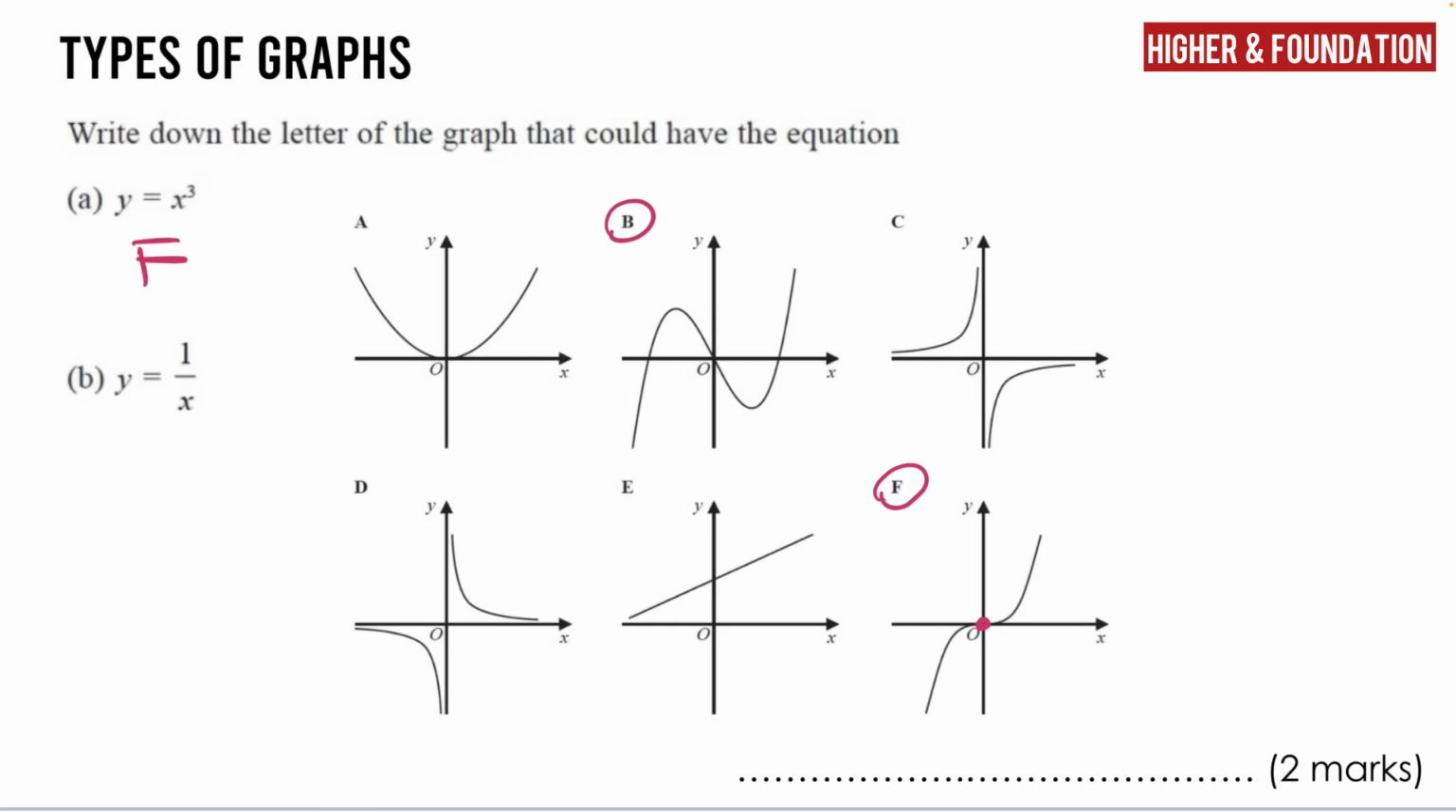For part B, it asks us to find a reciprocal graph. Again, there are two reciprocal graphs, but this is a positive 1 over x, so we're looking for the reciprocal that's in the positive quadrant of the graph, and that is there in graph D. You also have an x squared graph in part A and a y equals mx plus c style graph, the straight line graph, in graph E. But there we go, there's some different types of graphs.